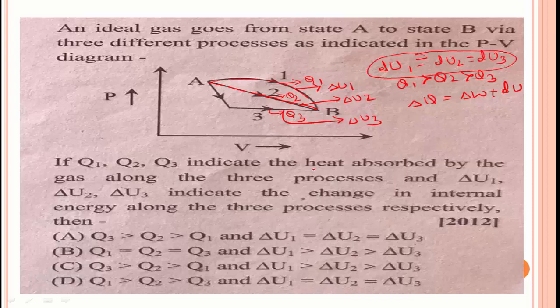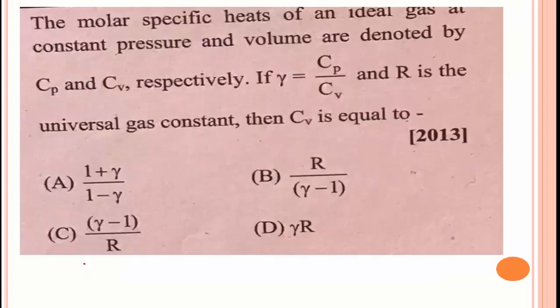The work depends on the path. Delta U1 is equal to delta U2 is equal to delta U3. The work depends on the path, and Q1 is greater than Q2 is greater than Q3. Option D is the right answer.